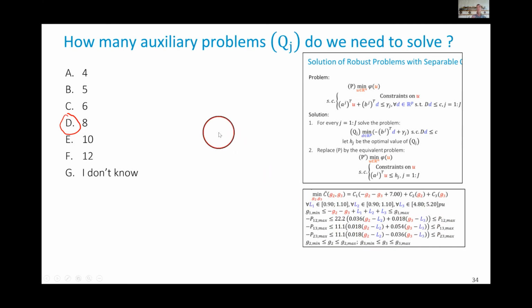So if we apply the method I've shown here, we will need to solve 8 auxiliary problems, which, by the way, is simpler than solving 8 small problems than adding all those variables to the problem like we might be tempted to. Voilà, time for a break.